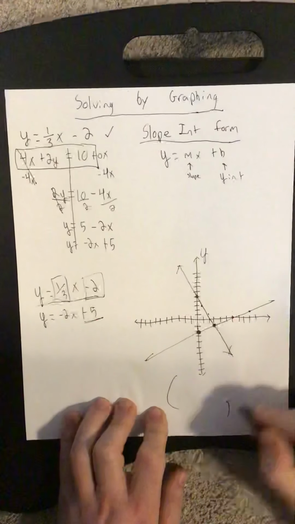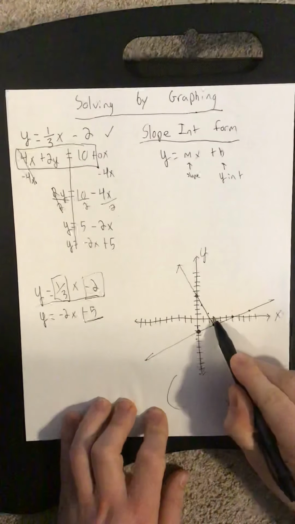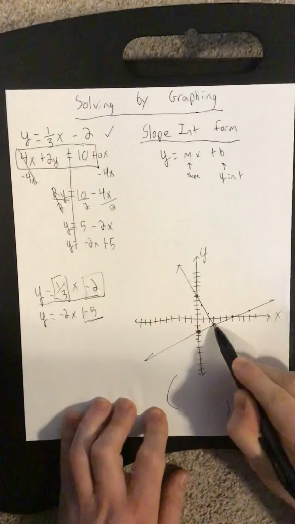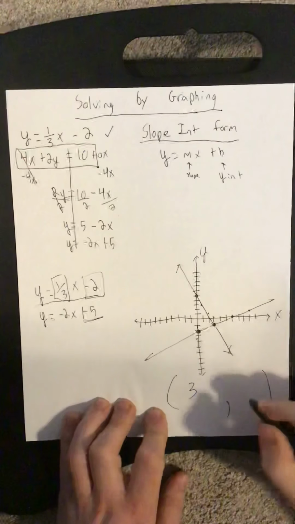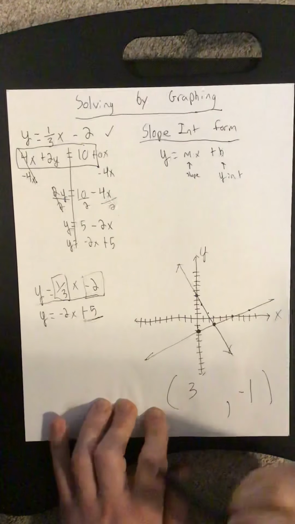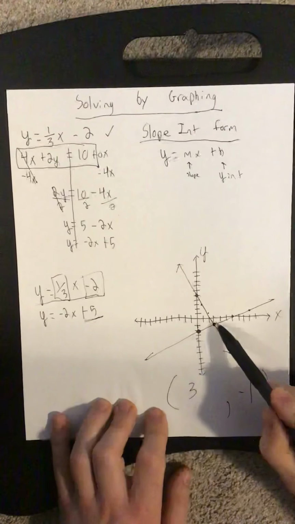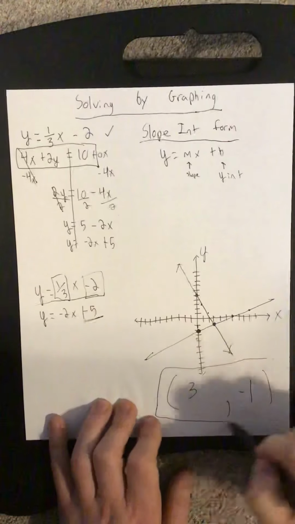Now that point, xy coordinate, so we go over 1, 2, 3 for the x, and down 1 for the y. So +3 we went in the x direction, and down 1 in the y direction. So the answer when solving by graphing is where they cross. The 3, -1 would be your answer.